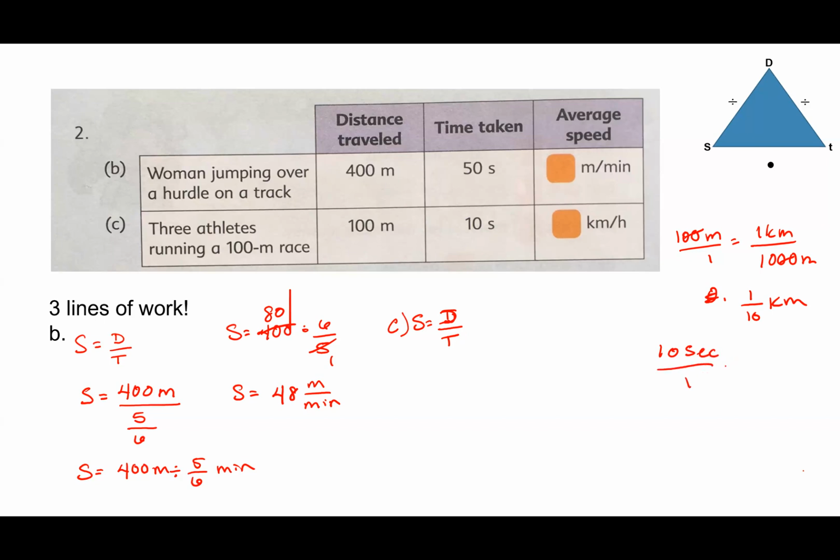So 10 seconds times 1 minute per 60 seconds, times 60 minutes per 1 hour. Oops, I did that wrong.